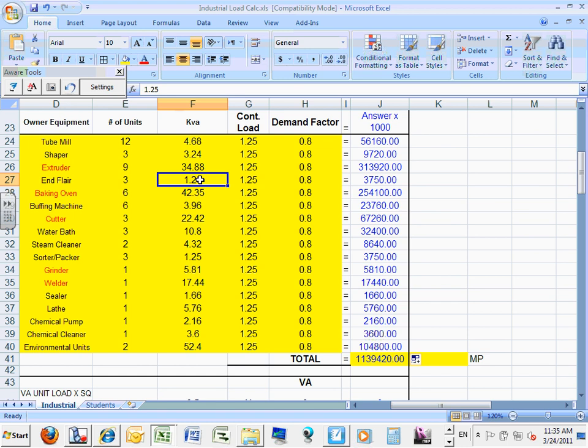Where is it? It's single phase, 6 amps, 208. If it's single phase, how do you do it, Brad? You take 6 amps times 208. Do you multiply by 1.73? No. And you divide by 1,000, and you end up with 1.24. That's how you came up with 1.24.